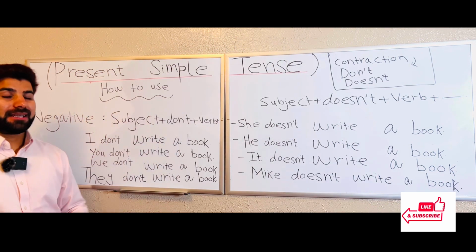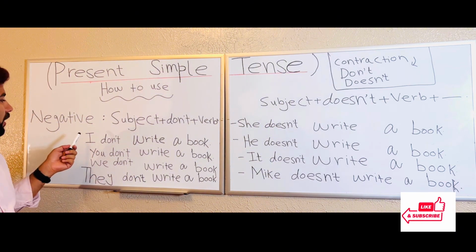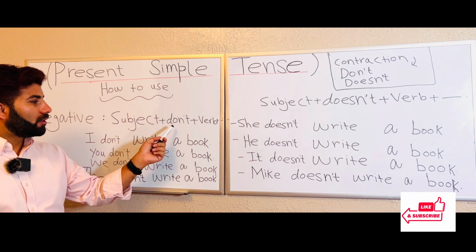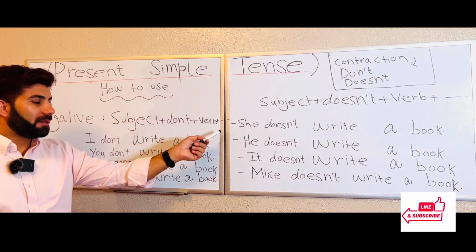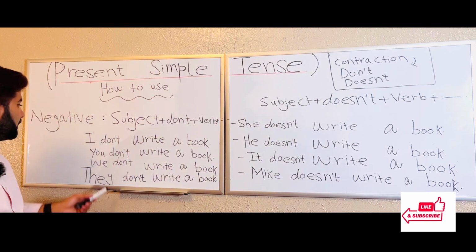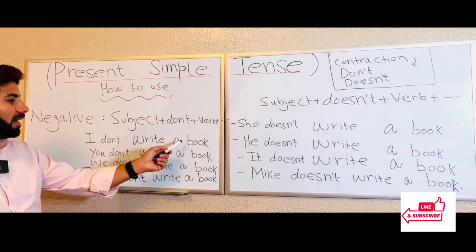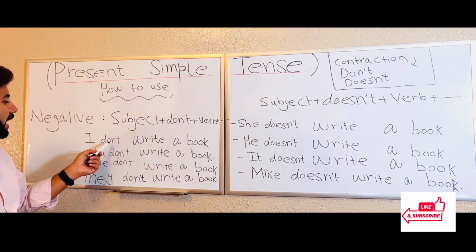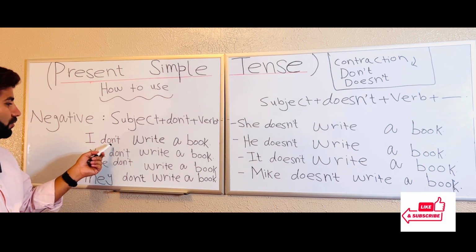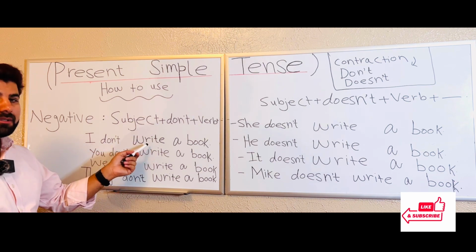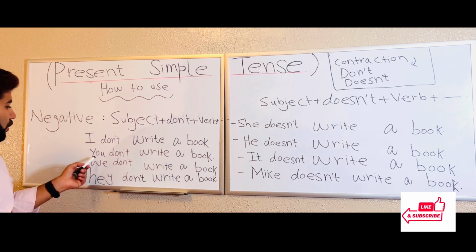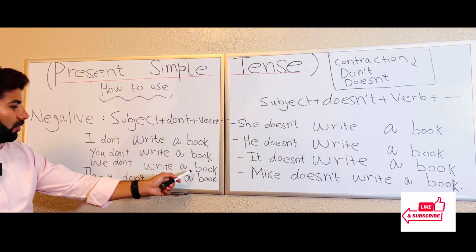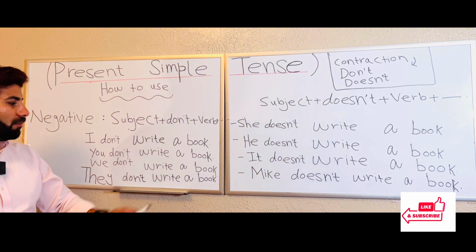In the present simple tense, the negative structure is subject plus do not or don't plus verb plus extra information. For example, I don't write a book. Here I is the subject, and we use don't or do not, and then the verb: write a book. You don't write a book. We don't write a book. They don't write a book.